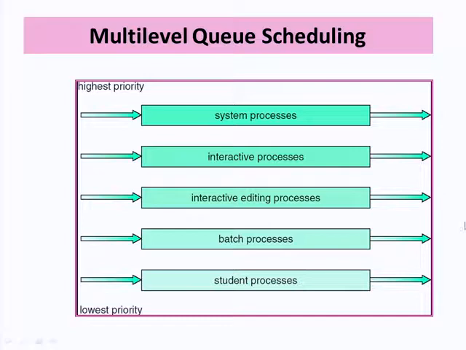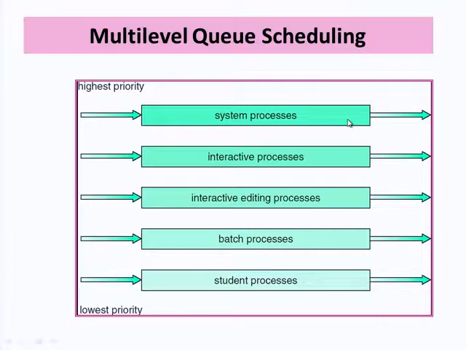I have one CPU, assume. Which one of these queues should I serve? The highest priority, and then the one with the next highest, and so on. But for how long should I serve a particular queue? Assume that I have started serving here. Should I keep serving this queue until all processes finish, and only then move to the next one? This is one way.